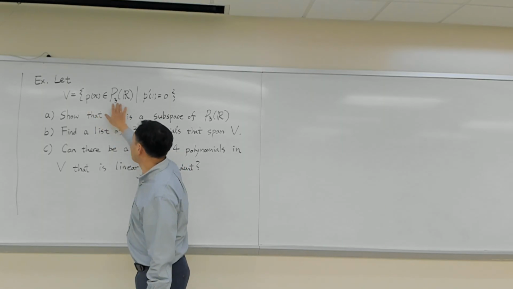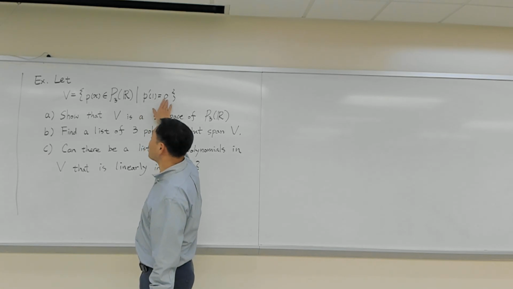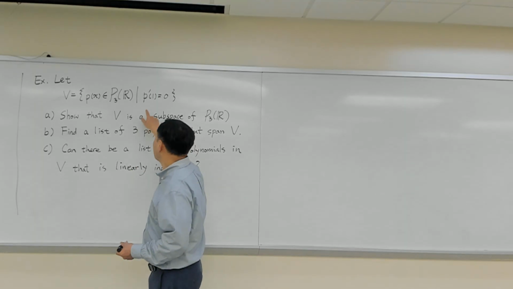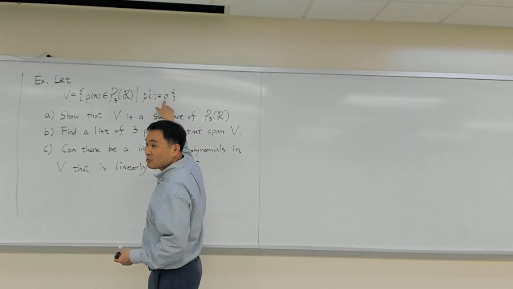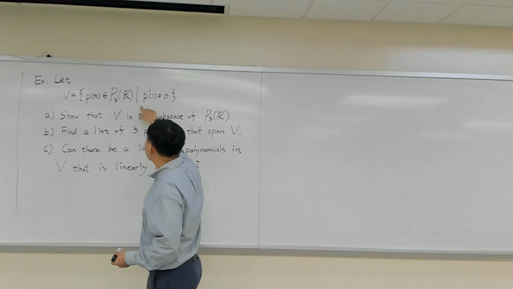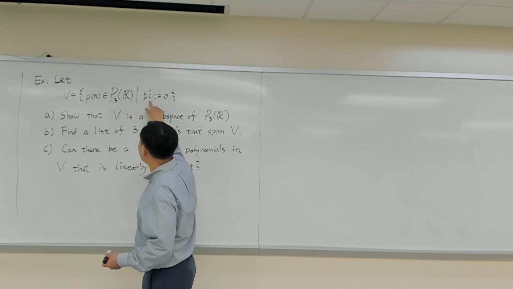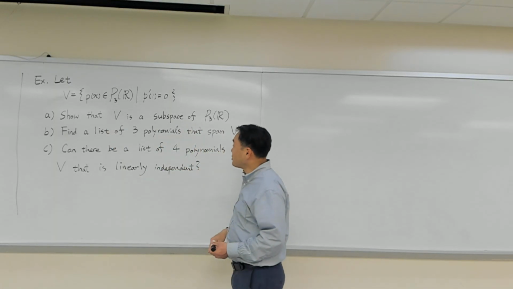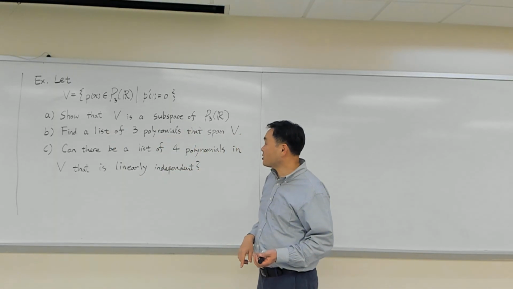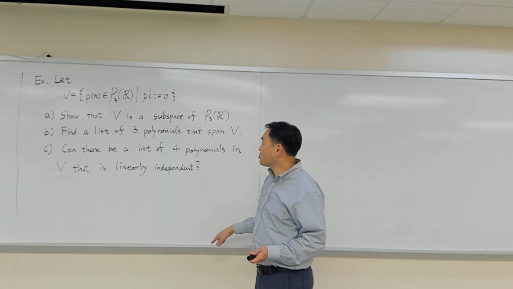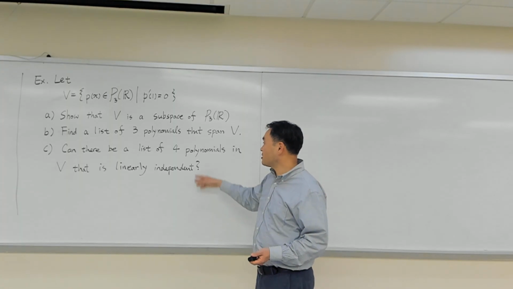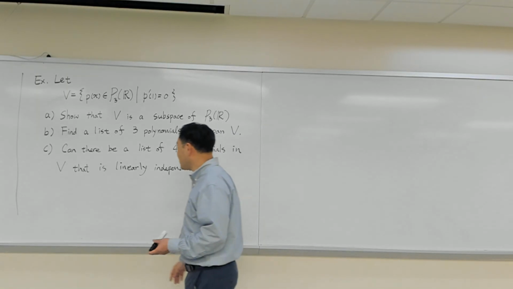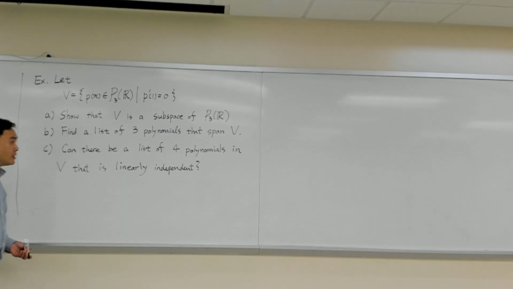So this is a subset where p prime of 1 is 0. In other words, this prime means derivative, okay? So if you differentiate and plug in 1, you get 0. If you collect all the polynomials which have this property, then you first have to show that V is a subspace of P3R, then B, find a list of 3 polynomials that span V, and the last one is, can there be a list of 4 polynomials in V that is linearly independent?